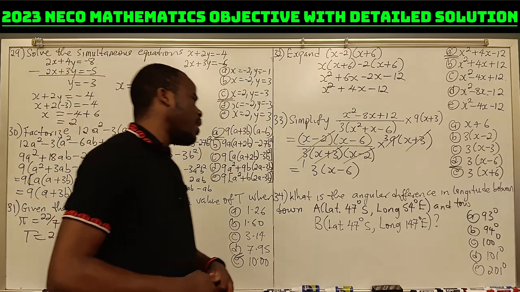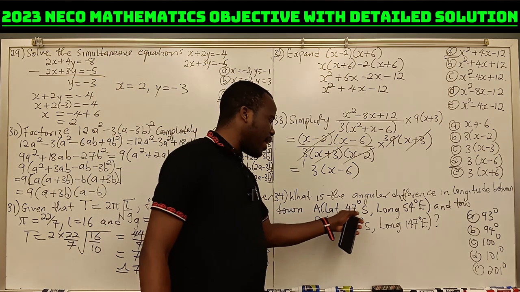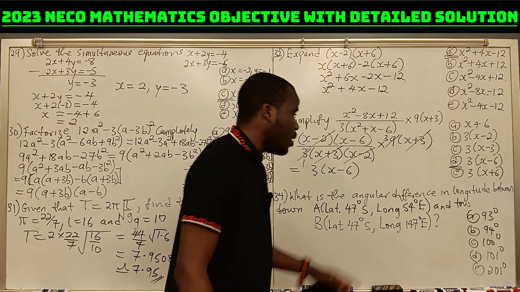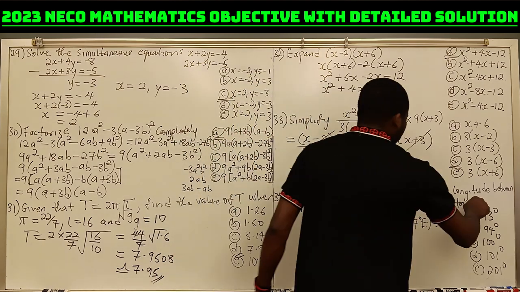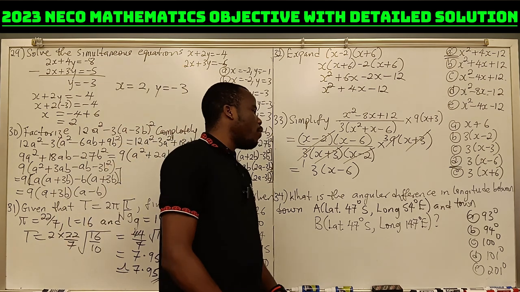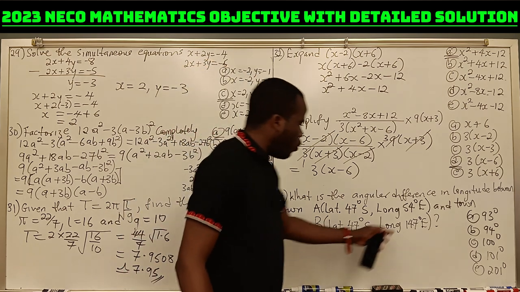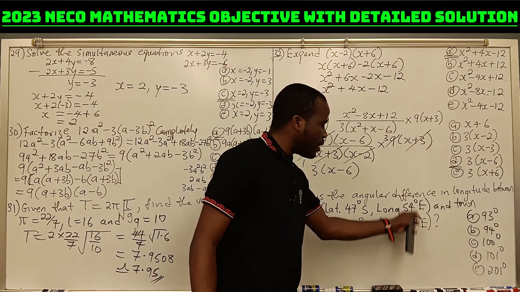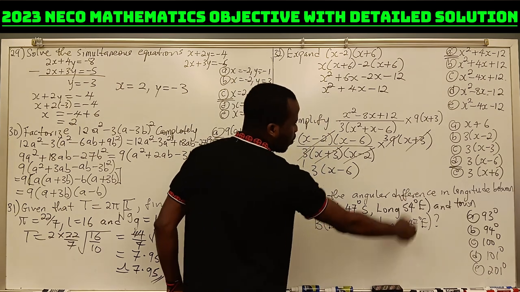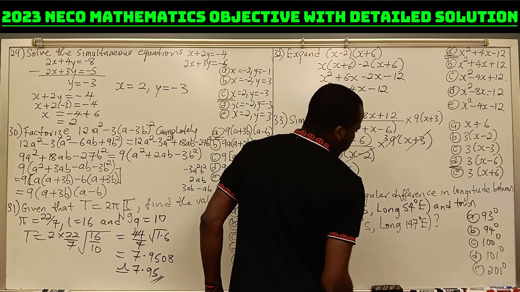Question 34 says, what is the angular difference in longitude between town A, which is at latitude 47 degrees south, longitude 54 degrees east, and town B, which is at latitude 47 degrees south, longitude 147 degrees east? So if we notice, they are on the same side. They are in the same part of the sphere. So one is 147, the other one is 54.